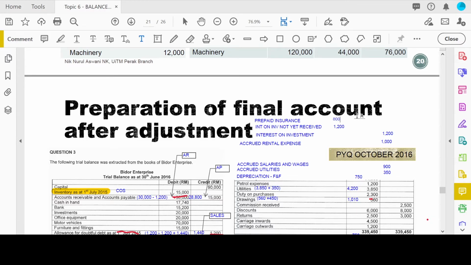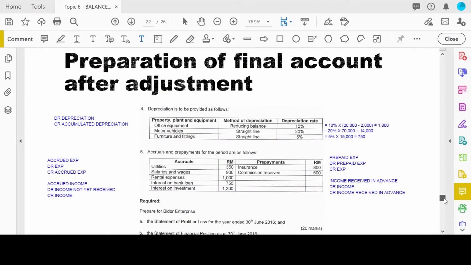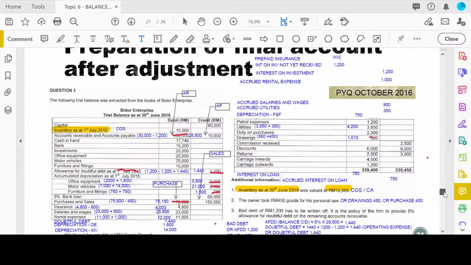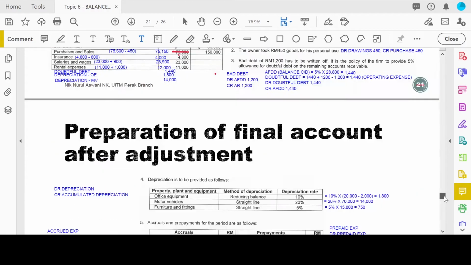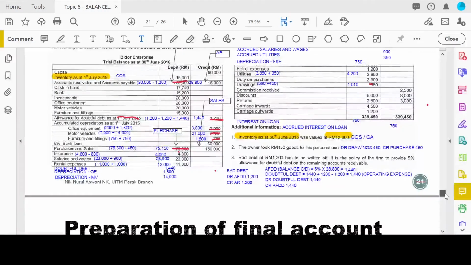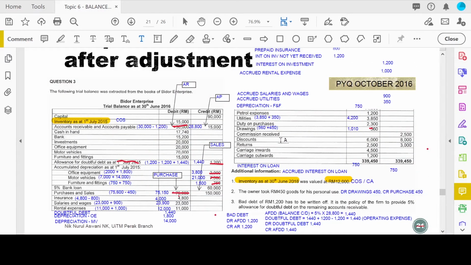800. And the last one is commission received overstated by 500, meaning that you received income in advance. So we are going to prepare an adjusting entry, which is to debit income, meaning to reduce our income and to transfer that amount to income received in advance. So 500. Search for commission. We have commission received. Yes, commission received. So this amount is to be reduced.